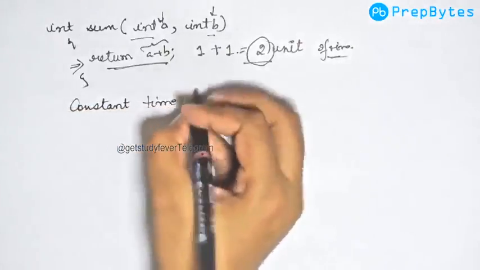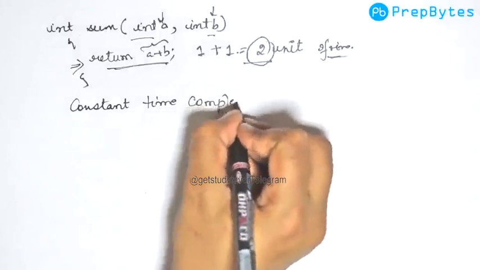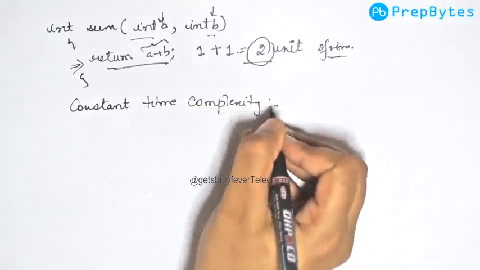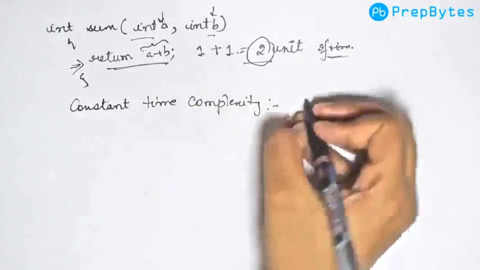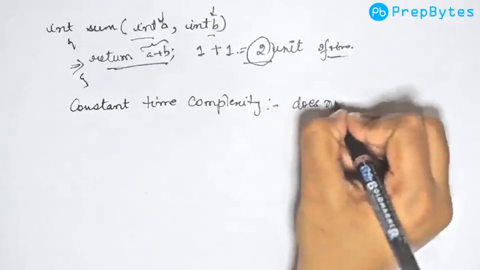So what is constant time complexity? When the time taken by the program to get executed, or the time complexity of a program, does not depend on the input.